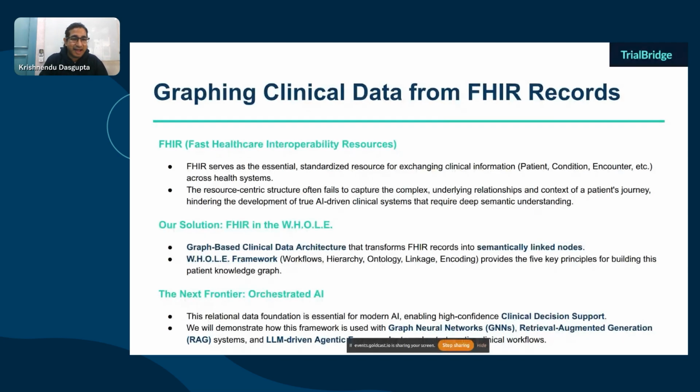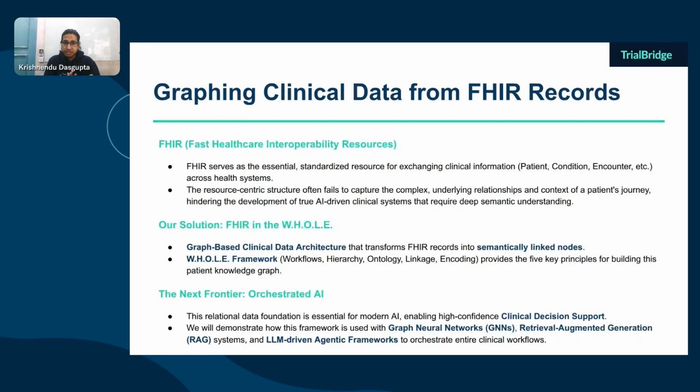Okay, so back to it. We are talking about FHIR, which is, as I said, Fast Healthcare Interoperability Resources. What we have done so far is create a solution based on graph. To talk about the whole framework, we are looking into workflows, hierarchy, ontology, linkage, and encoding. We are also thinking about how graph neural networks or RAG or anything on the LLM agentic framework can work together.